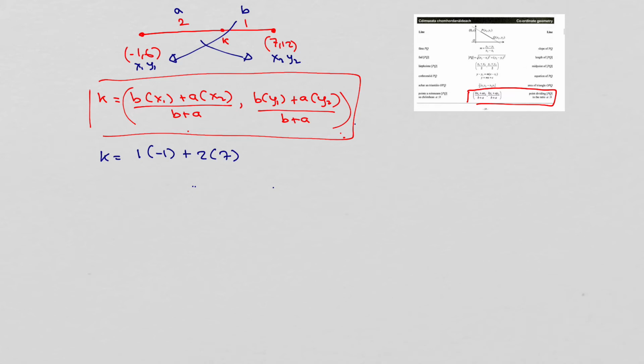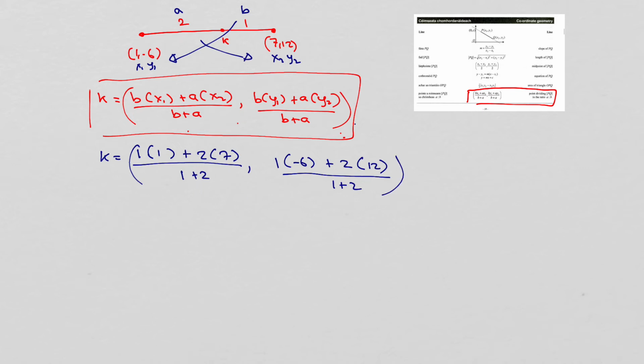Sorry, I just made a mistake there. That shouldn't be a minus 1, 6. That's 1, minus 6. So that should be a plus 1 there. So apologies. So we have 1 times 1, and then it's over B plus A, so 1 plus 2. And then we have B, which is 1, times y1, which is minus 6, plus A, which is 2, times y2, which is 12, over 1 plus 2.